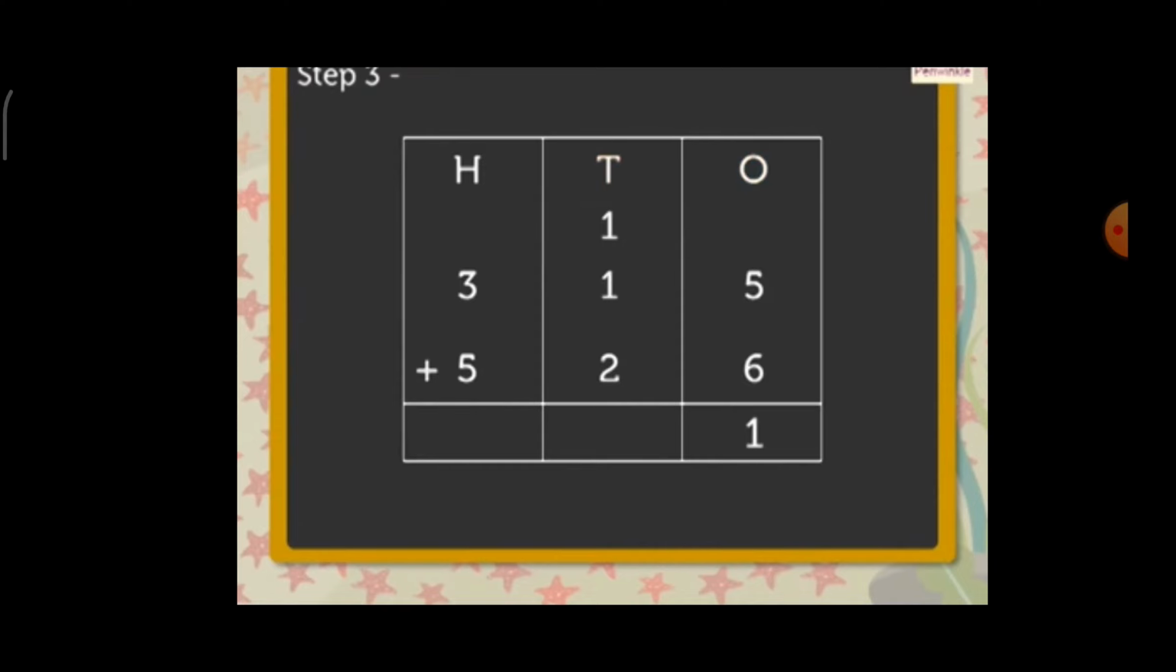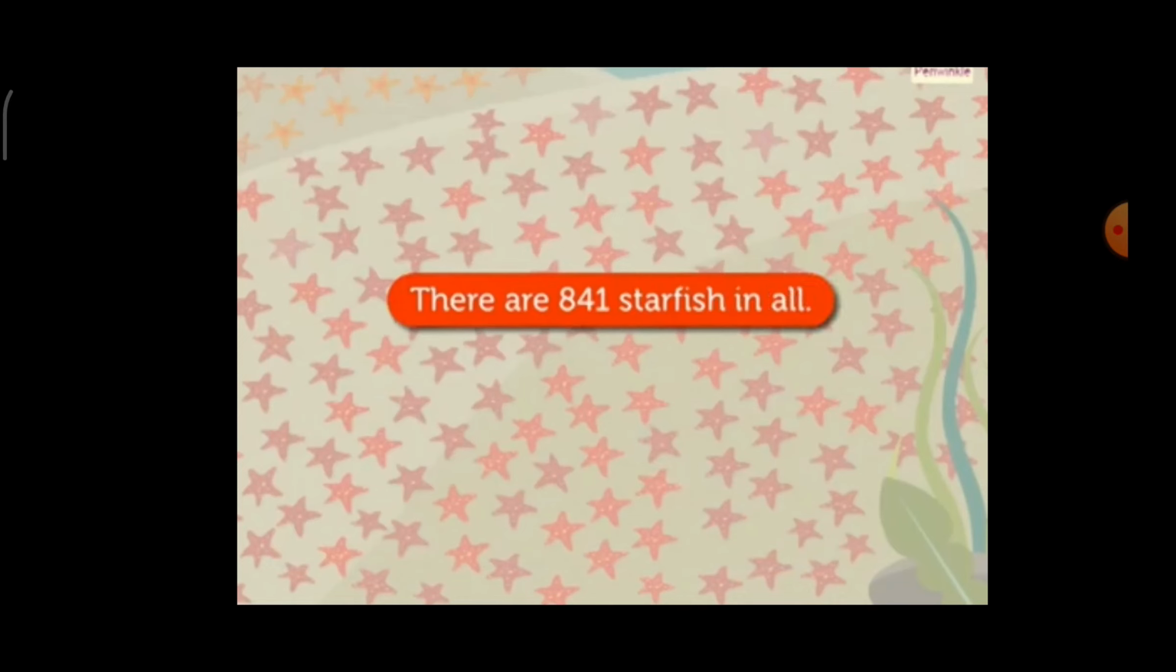Step 3. Add the tens. That is 1 plus 1 plus 2 is equal to 4. Now write 4 under the tens column. Step 4. Add the hundreds. That is 3 plus 5 is equal to 8. So we got the answer as 841. 315 plus 526 is equal to 841. Thus, there are 841 starfish in all.